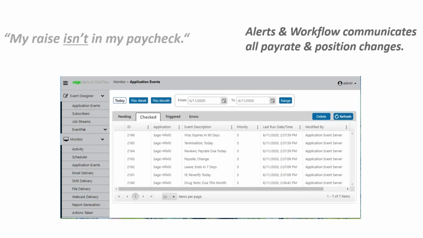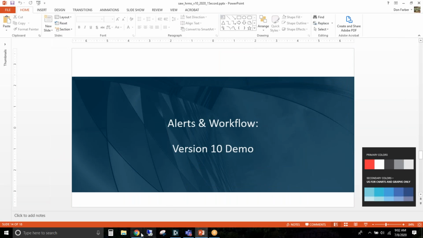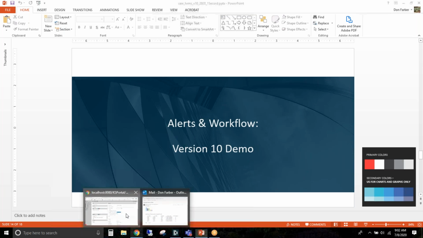But perhaps most important of all in the area of human resources is the ability to identify and respond to changes in an employee's status. A change to their position or salary, a change to their benefits, a change to their manager. Alerts and Workflow knows whenever employee-related data has changed, including what it changed from and to. So now let's take a look at Alerts and Workflow in action. So we'll exit out of our PowerPoint and we'll jump into the Sage Alerts and Workflow solution.